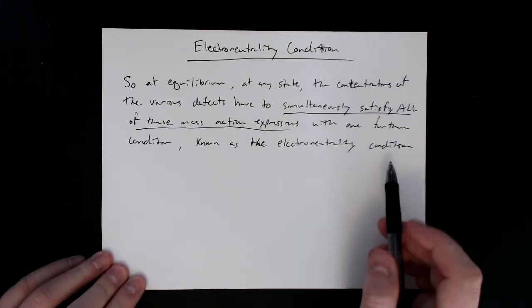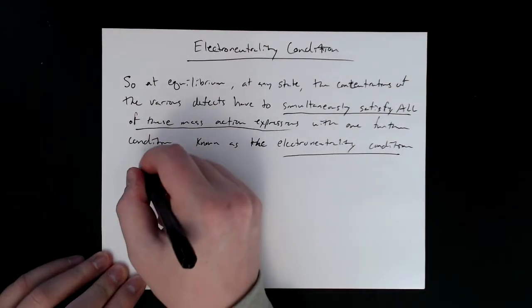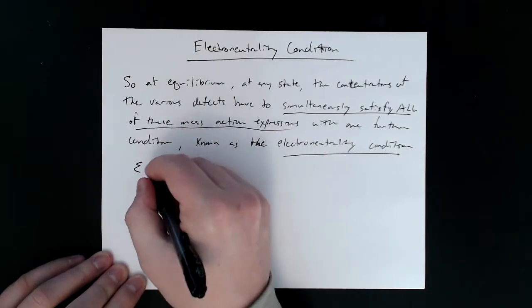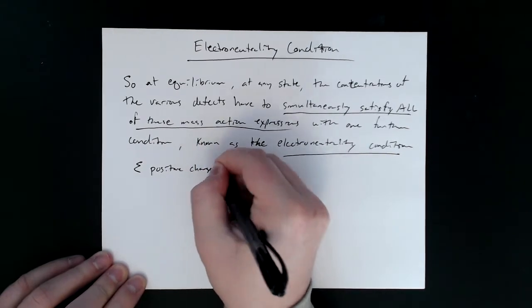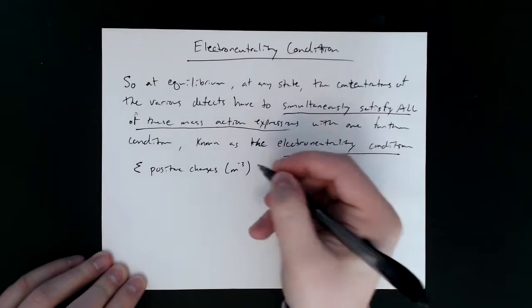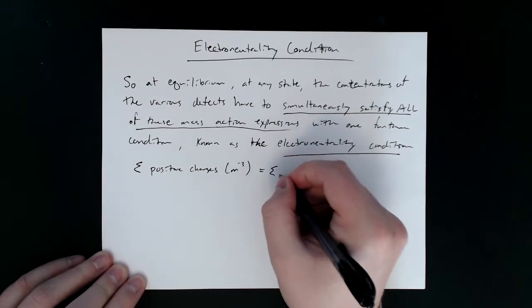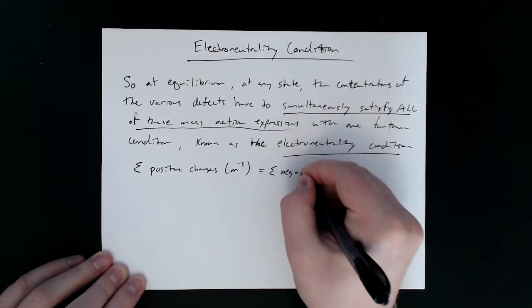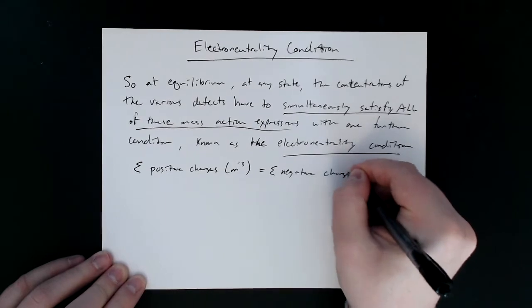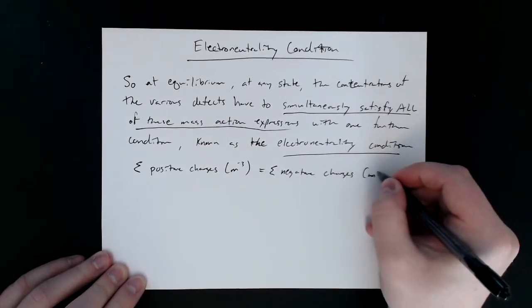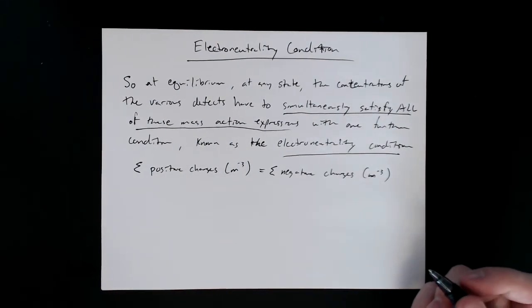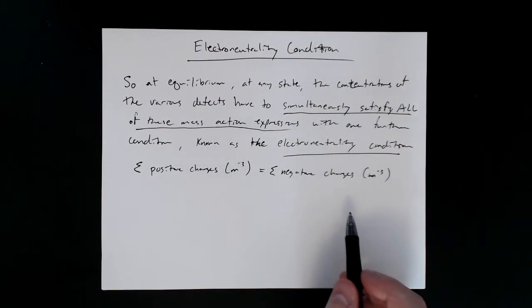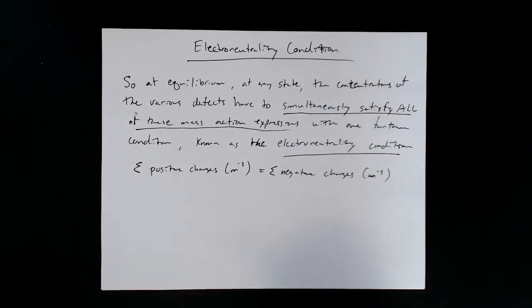But let's get to the electroneutrality condition, which basically states that there's a sum of positive charges, and this is per volume, and that's equal to the sum of negative charges per volume, right? So it's a fairly straightforward condition, right? We're just looking at a sum of charges. So all the positive and all the negatives, right? Because we can't have a net charge like we've talked about before.